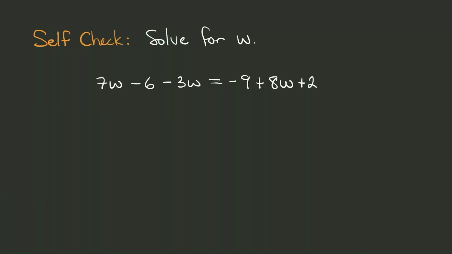We'll start by combining any like terms on both sides of the equation. On the left we have 7w and minus 3w. When we combine those, we're going to get 4w minus 6. And then on the right-hand side, we have a negative 9 and a positive 2. That's going to leave us with a negative 7 plus 8w.